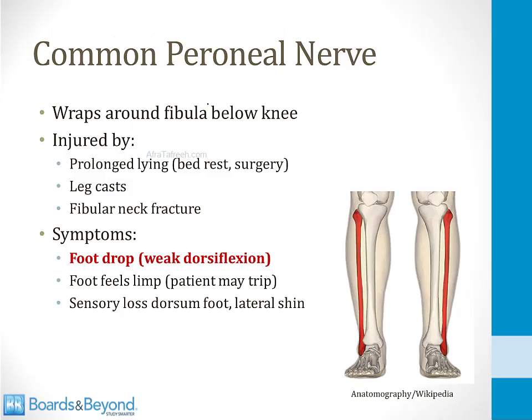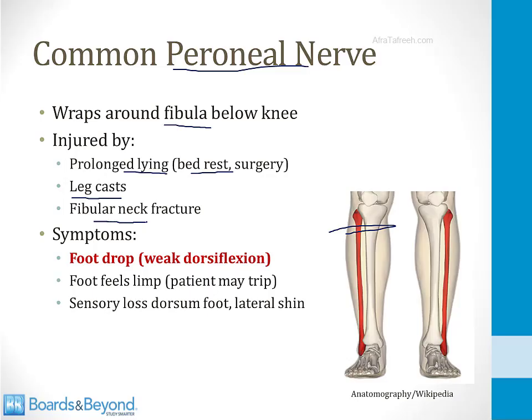Now let's talk about common peroneal nerve lesions, and to understand these lesions you need to appreciate that the common peroneal nerve wraps around the fibula below the knee. Remember that peroneal and fibula are words that derive from the same root meaning a clasp. So common peroneal nerve lesions often happen when there's pressure on the area near the fibula below the knee. So this could be from prolonged lying like bed rest or surgery. Sometimes a cast on the leg can do this, and sometimes a fracture of the fibula at the neck can do this.